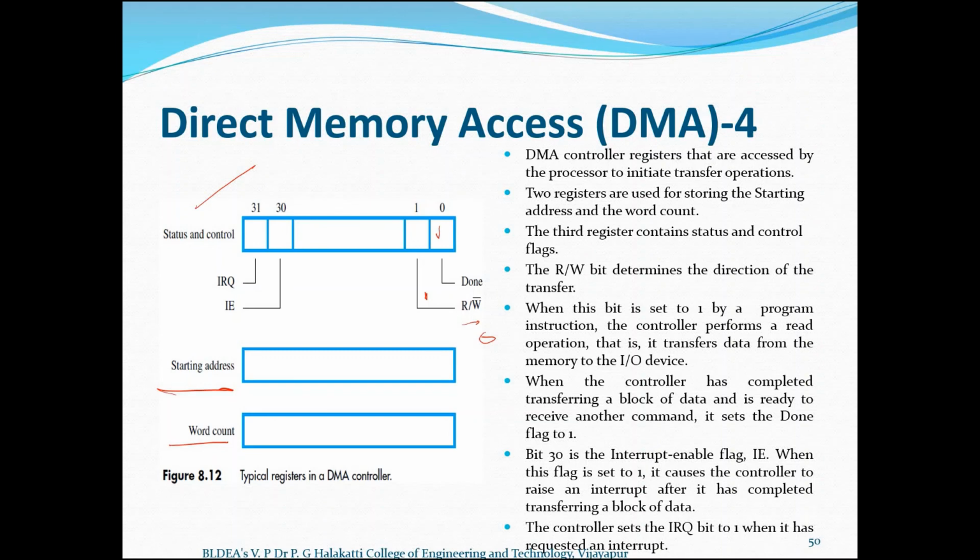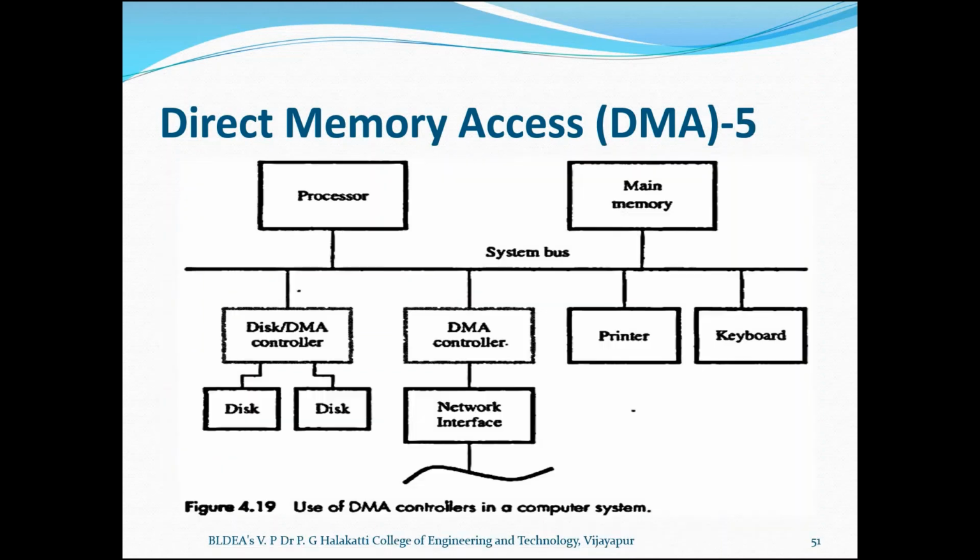When the interrupt enable flag is set to 1, we have here the 30th bit, this flag causes the DMA controller to raise an interrupt after it has completed transferring a block of data. Finally, the controller sets the interrupt request bit to 1 when it has requested an interrupt.